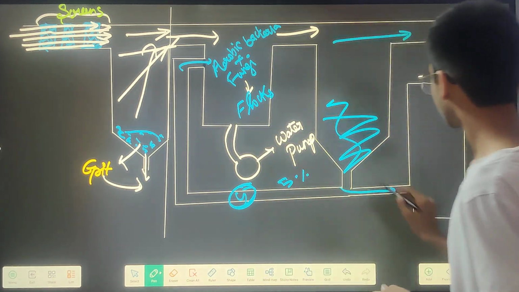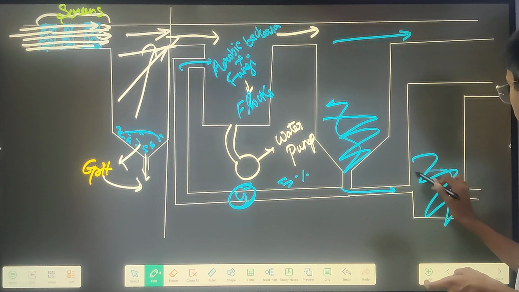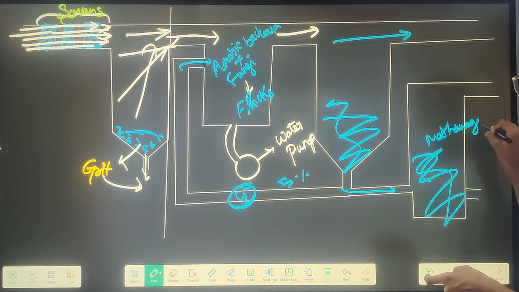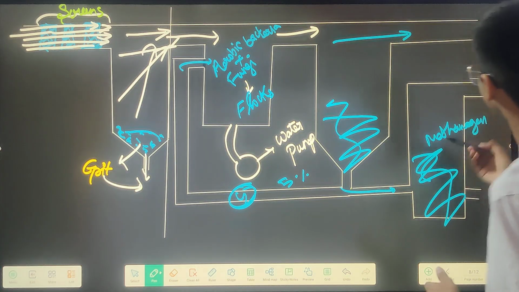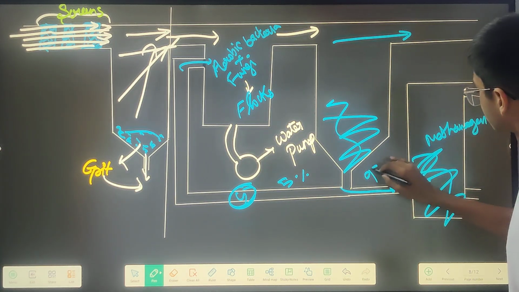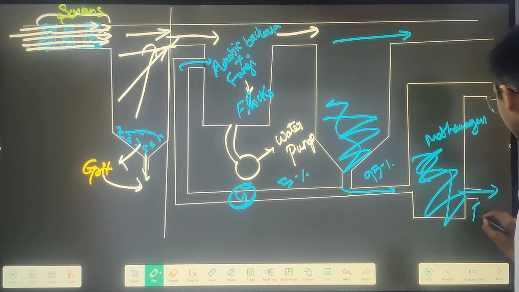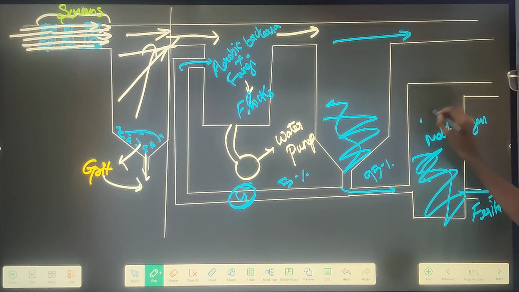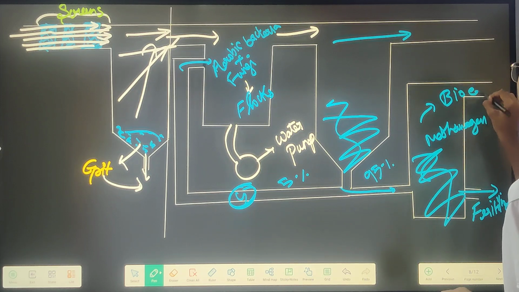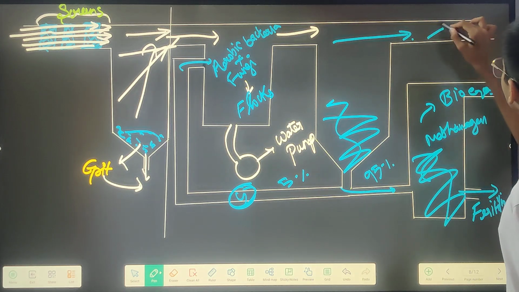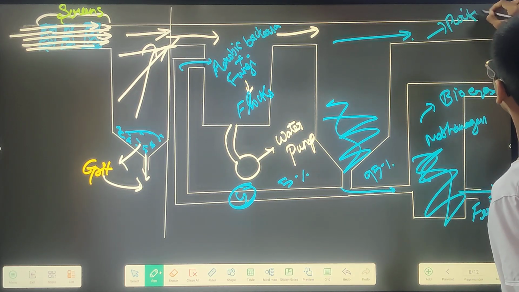Then after here this flock is going to come here, and it is going to be stored, and also methanogen is going to be added. So after the addition of methanogen, here you can take this as fertilizer. Here you can take it as biogas. What is going to be here? Just the purified water, purified substance.